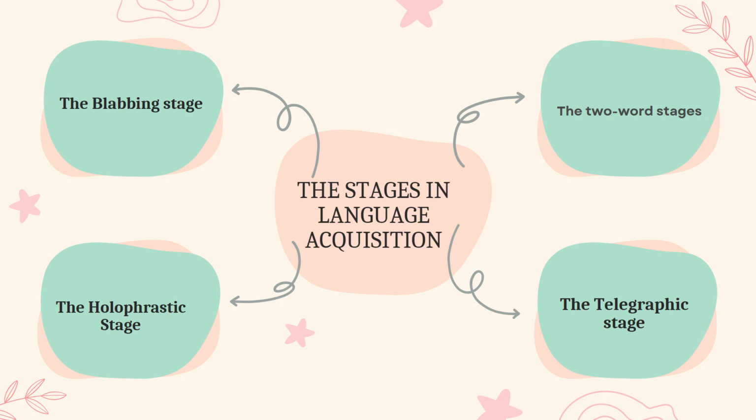And then the holophrastic or one-word stage. The one-word or holophrastic stage is the second stage of language acquisition. In this stage, the child begins to make one-word sentences. In the holophrastic stage, nouns make up 50% of the child's vocabulary, while verbs and modifiers make up about 30%. Two-word stage, and then telegraphic stage.